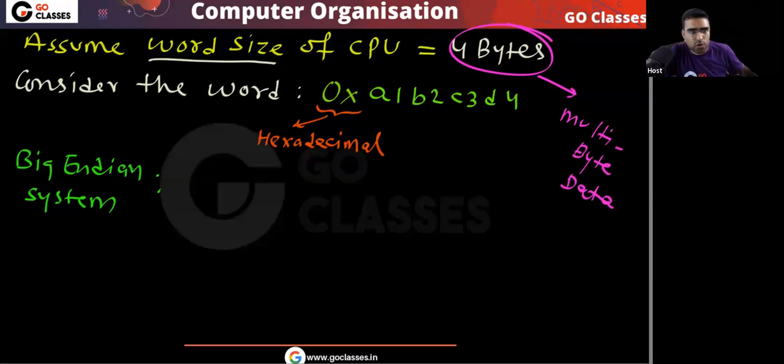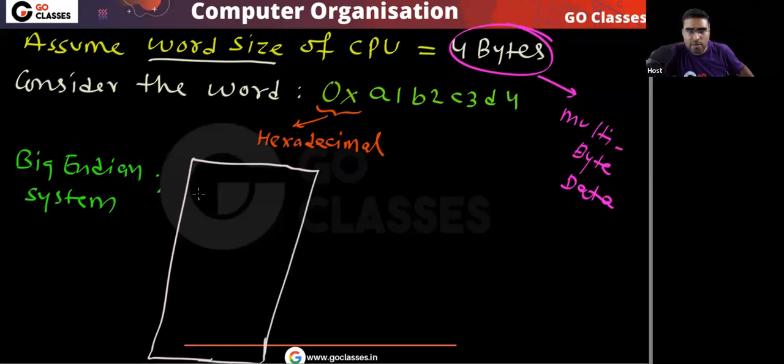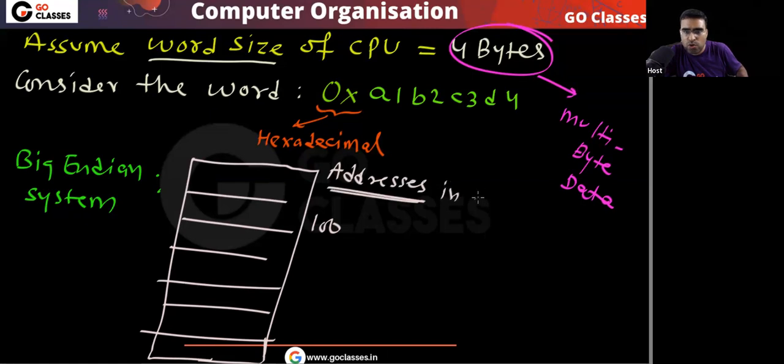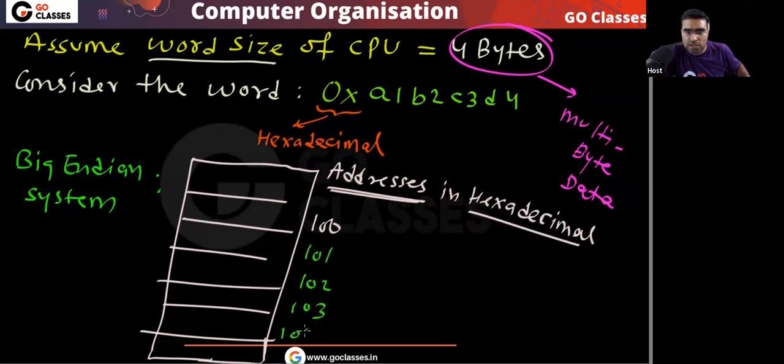What I will do, very simple. This is your main memory. In the main memory, let's assume this is your address 100. These are the addresses in hexadecimal. All these addresses are given in hexadecimal, right? So this 100 is in hexadecimal. Let's assume 101, 102, 103, 104, and so on. Now, how will your memory look?